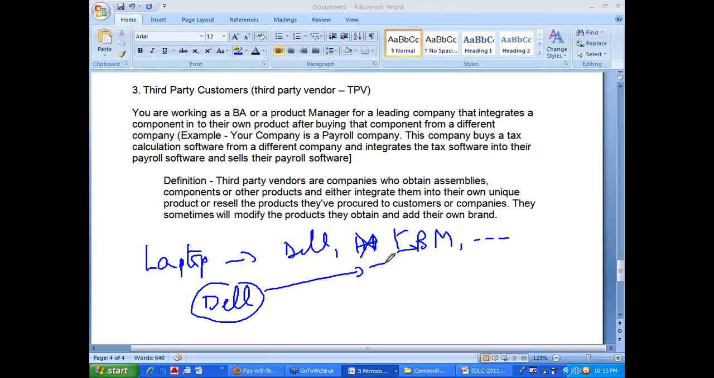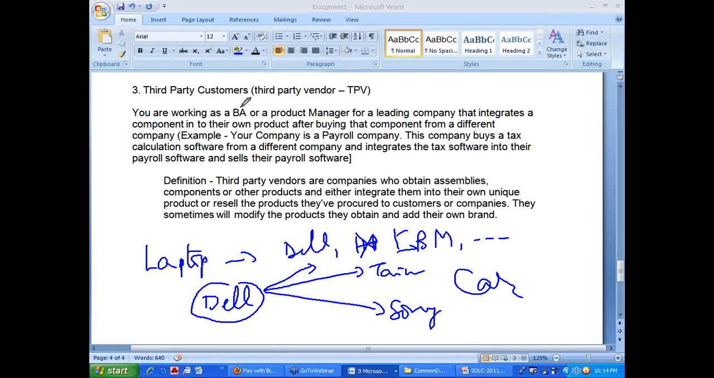But many of their parts are coming from Taiwan. Their screen may be coming from Sony. So what they are using is all third-party products. They get the third-party products, assemble them into their own product, and sell it under their brand name. Take your car, for example. Car may be Honda, but the engine may be coming from someone else. Many parts may be coming from different companies. So that is what third party is.